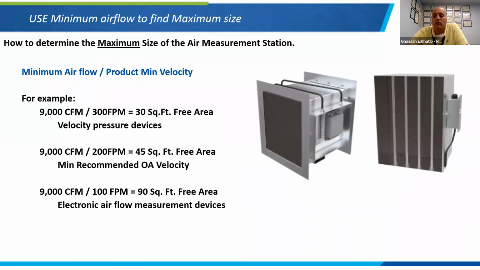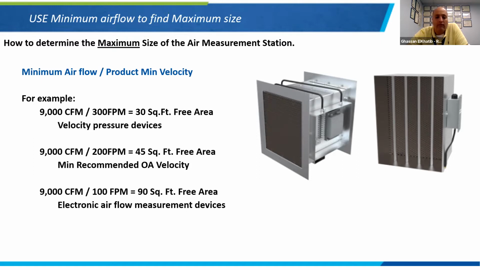So knowing your velocity is an absolute in airflow measuring. A lot of times you want to make sure you have the minimum and maximum velocity determined, and then from that determine what type of airflow monitoring station to use. The maximum size of the airflow monitoring station is basically based on the minimum airflow. And so you can look at the velocities and you can look at the square footage.